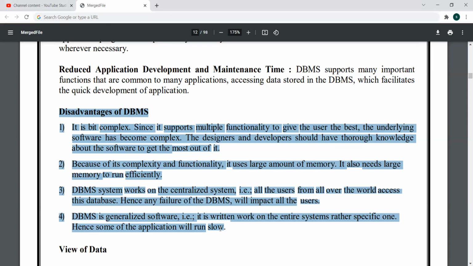Next point is view of data. In the next lecture, we will come to view of data.